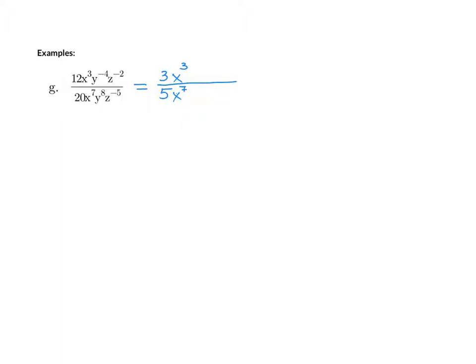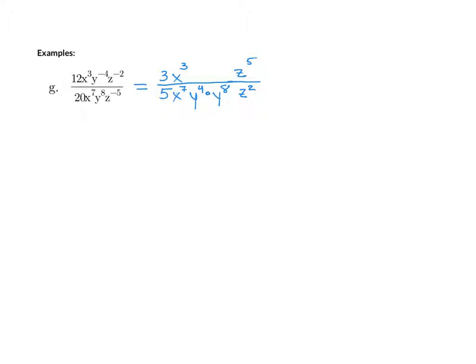Y to the negative 4, since it is negative, I'm going to move it to the other side and make it positive. And y to the 8th, since it is already positive, I'm going to leave it right where it is. For my z's, I can move both of them. I can flip them both around, so I get z to the 5th on the top, and I get z squared on the bottom.